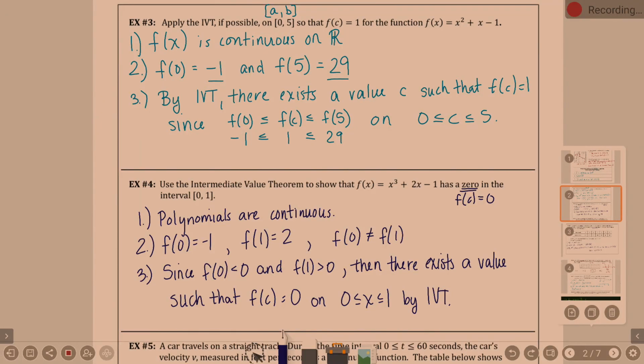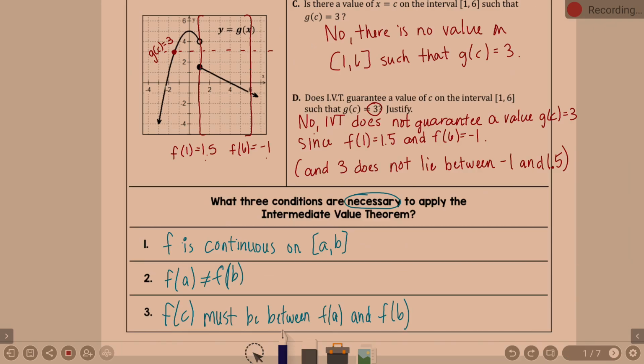So if we go back to the intermediate value theorem, recall from yesterday we had 3 pieces, yes? We had 3 pieces for the intermediate value theorem. The function has to be continuous. The endpoints cannot equal each other. And the value in question has to be between those 2 endpoints, right?